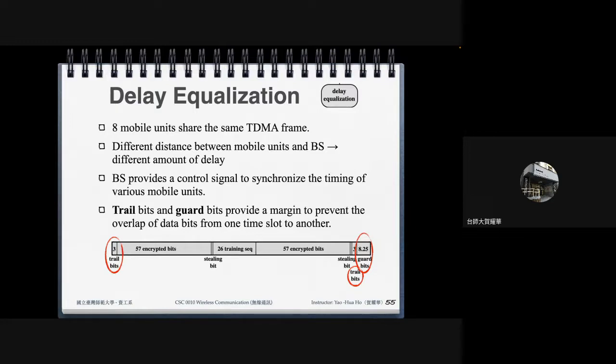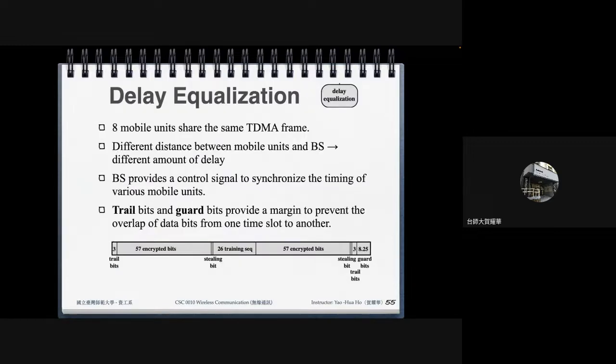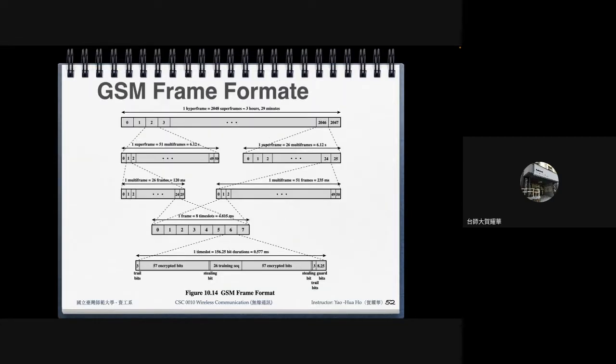Once you have the tail bits, these are the two speech samplings, each with 57 encrypted bits. Where did I have those two delays? The delay equalization. So this is what happens now that we have different mobile devices. Let's move to here.